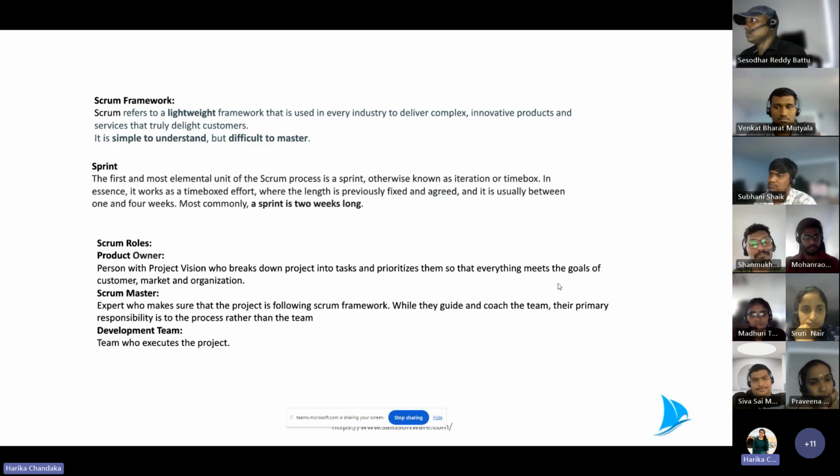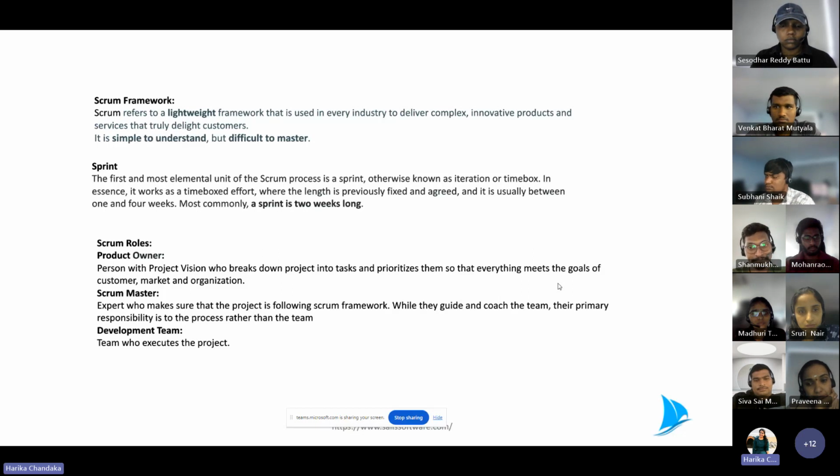And the term sprint, which is again well known to everyone. Sprint is the basic element of Scrum framework. Usually it is also known as iteration or time box. The time period for a sprint is 1 week, 2 weeks, or the maximum sprint is 4 weeks, but the most generically used sprint time box is 2 weeks, which is globally followed. Of course, it can be a week or 4 weeks.